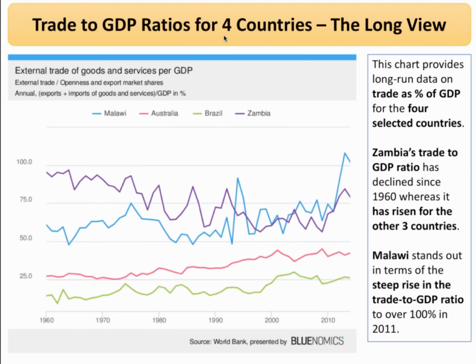What I've done in this chart is just reproduce the data for you and put it into different colors. Again, you can see the Malawi trade to GDP ratio at 100%. Brazil, one of the BRIC countries, a middle income nation, again shows a rise in trade to GDP, but actually relatively low by international standards.